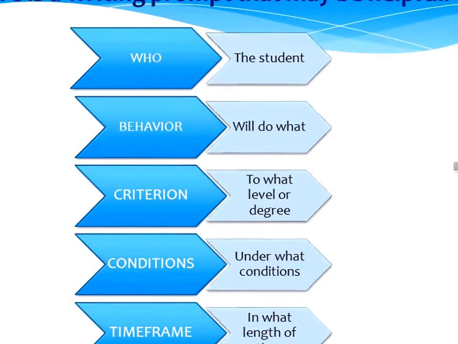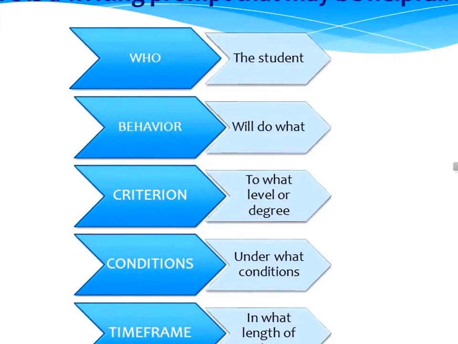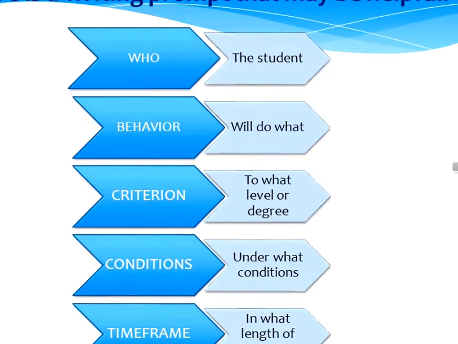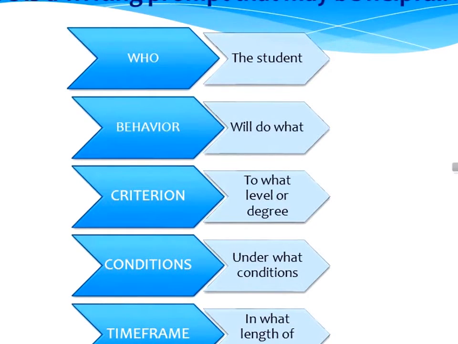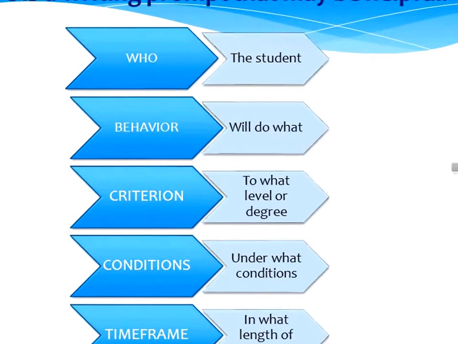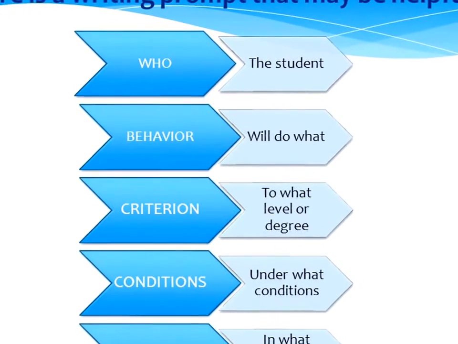So let's start with who, the student. Let's say it's Johnny. And then let's look at behavior or skill. Will do what? Complete a request. And then criterion, referring to measurable. To what level or degree? With no more than 2 prompts per request. And then conditions, referring to achievable. Under what conditions? Given orally, has no more than 3 steps. And then time frame, referring to time-bound. In what length of time? By the end of 36 weeks of instruction.